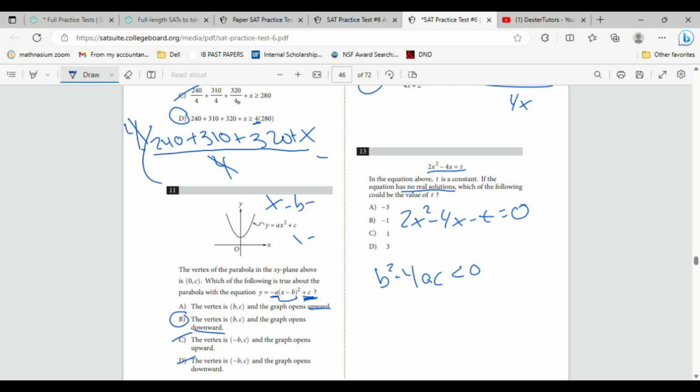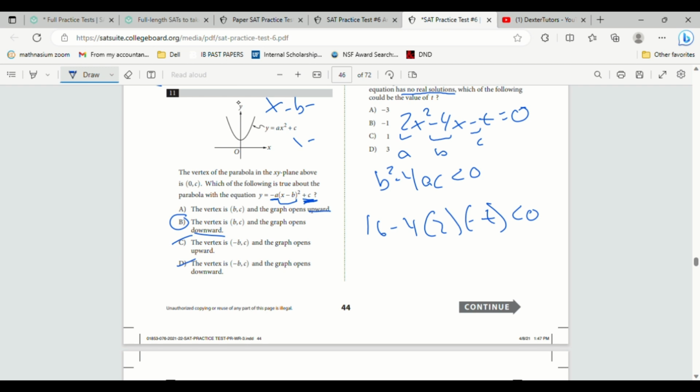And now we have our a term, b term, and c term. So b squared is negative 4 squared. It's 16 minus 4 times a, which is 2, and c is negative t. Make sure you include that negative sign. Less than 0.